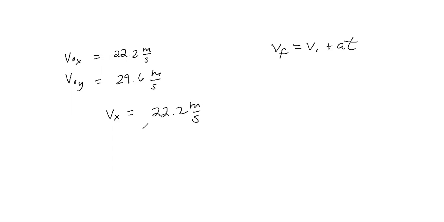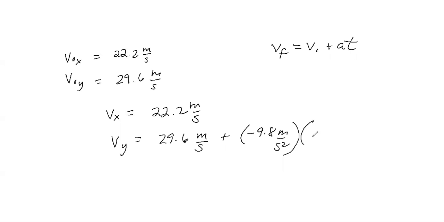I have no acceleration in that direction. And V sub y is going to be equal to 29.6 meters per second plus a negative 9.8 meters per second squared, times 2 seconds. And this is going to be equal to 10.0 meters per second. All right.